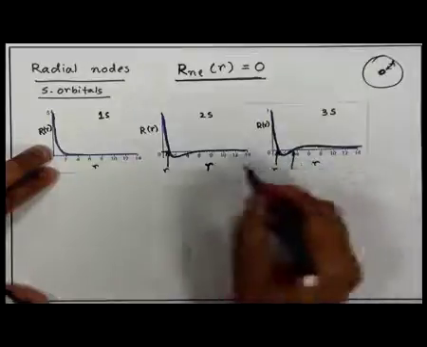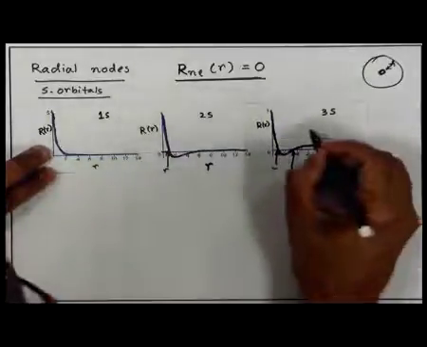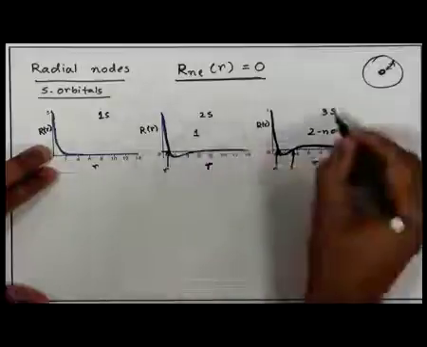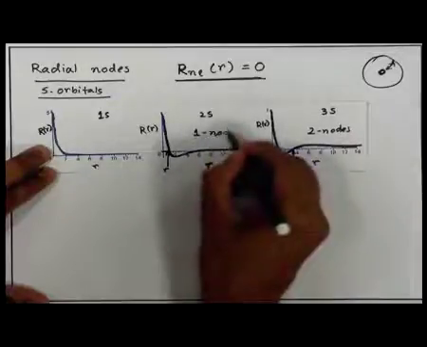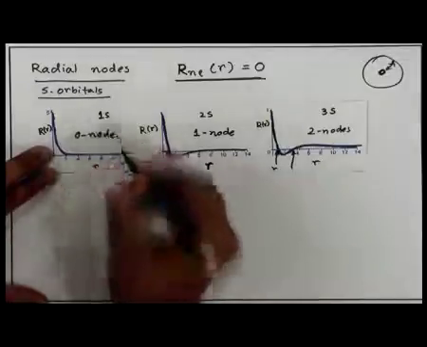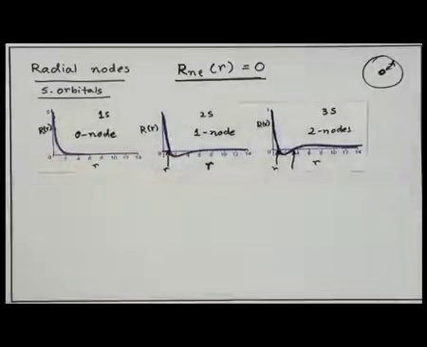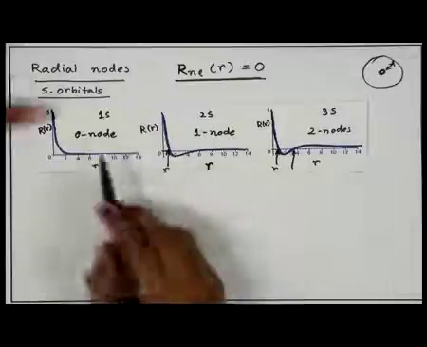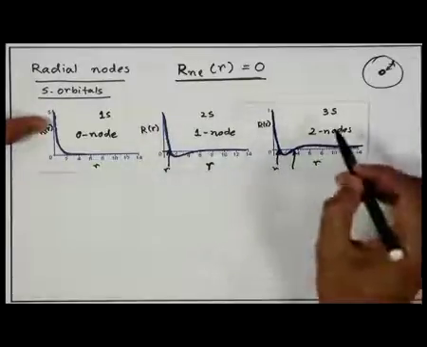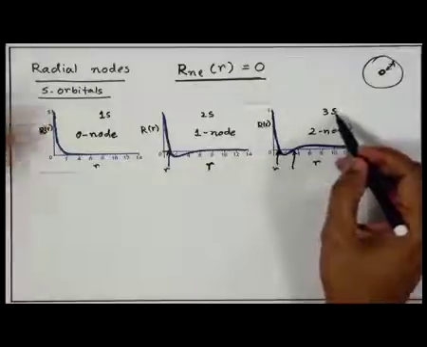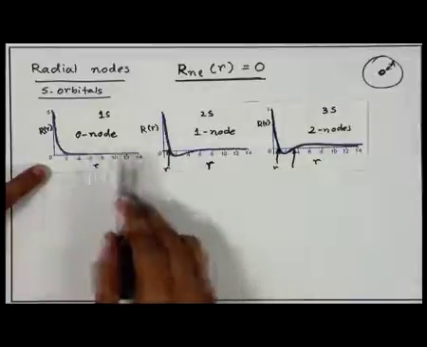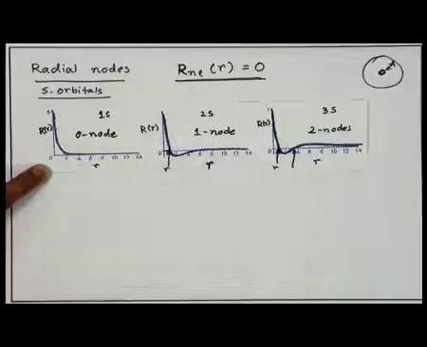So, therefore, I get two radial nodes in the 3s orbital, one radial node in the 2s orbital, and 0 nodes in the 1s orbital. So, even if these 3 orbitals have the same azimuthal quantum number and the same spherical shape, I see 0 nodes, 1 node, or 2 nodes.